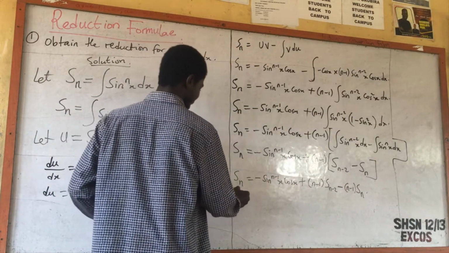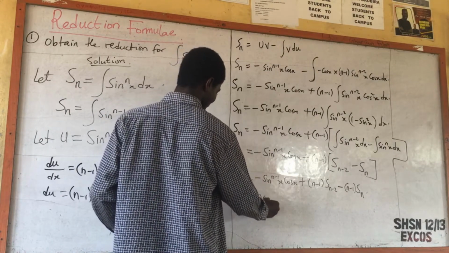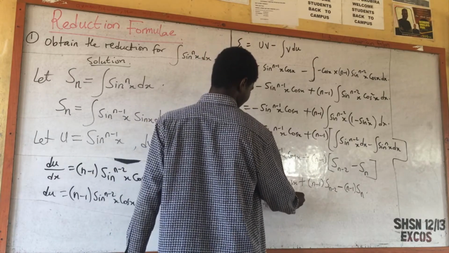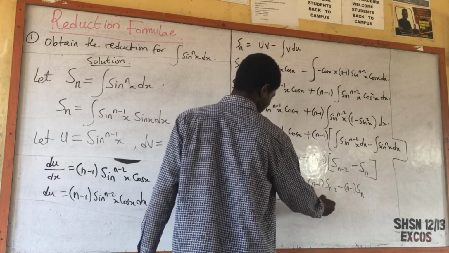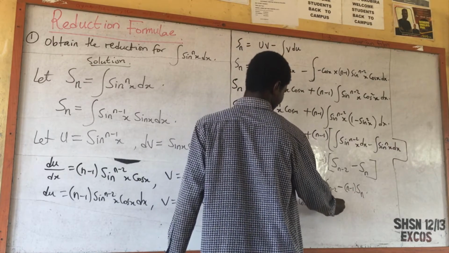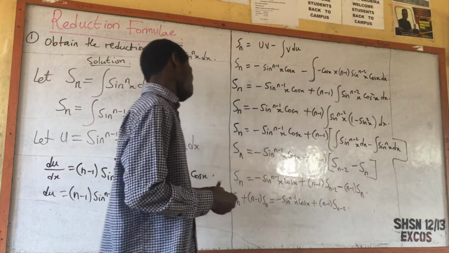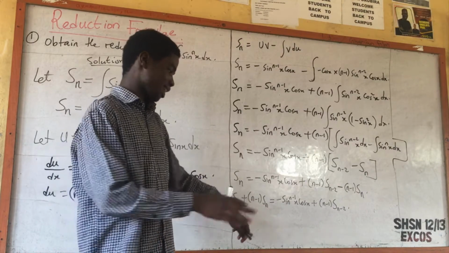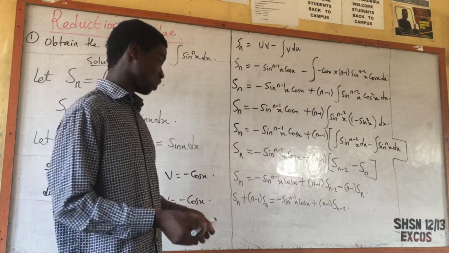This one will become Sn plus n minus 1 Sn is equal to minus sine^(n-1)s cos s plus (n minus 1) Sn minus 2. By the time you simplify all these things here, if you factorize Sn, this will be 1 plus n minus 1. And 1 plus n minus 1 will just be n.